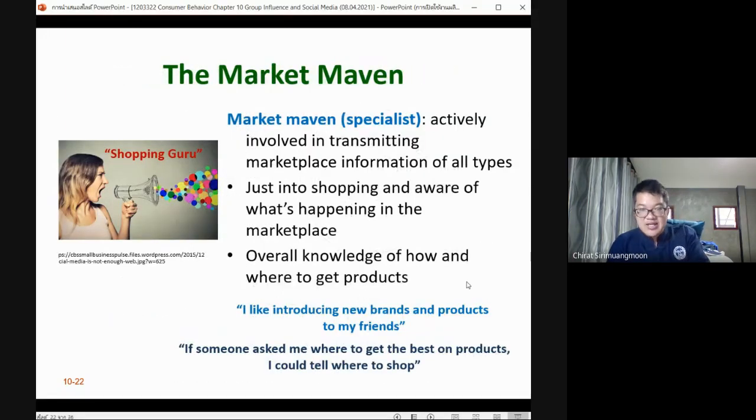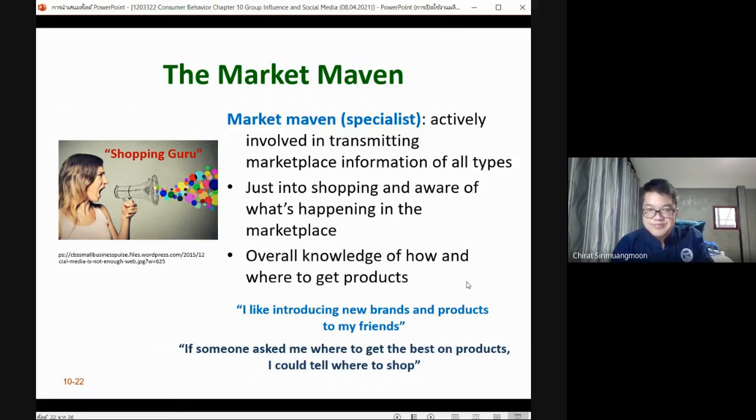Then, in the case of opinion leaders, we have two or three examples of opinion leaders that I will teach you in this class. First one is the market maven. So a market maven is actually a market specialist. This is the person who knows everything that happens in the market. Like what is the new thing? What is the worst thing? What is the good thing? What is the bad thing?